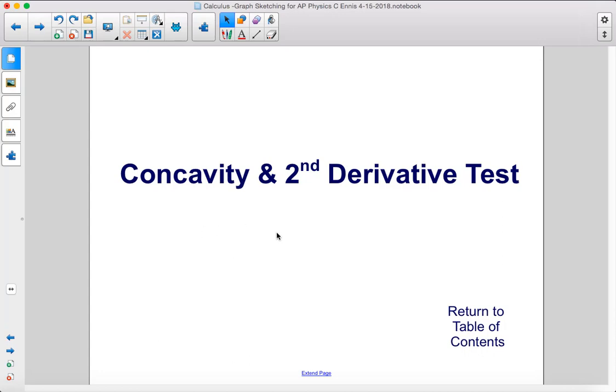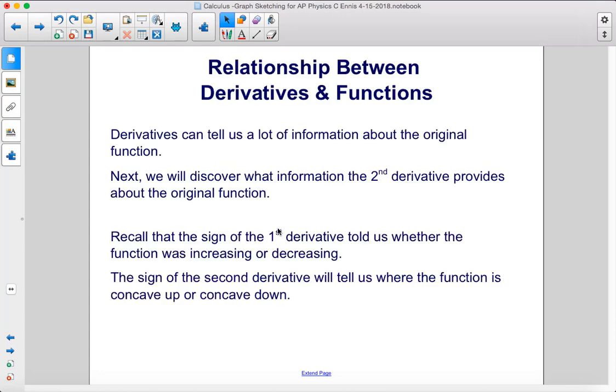Concavity and the second derivative test. Derivatives can tell us a lot of information about the original function. Next, we will discover what information the second derivative provides about the original function. Recall that the sign of the first derivative told us whether the function was increasing or decreasing. The sign of the second derivative will tell us where the function is concave up or concave down.